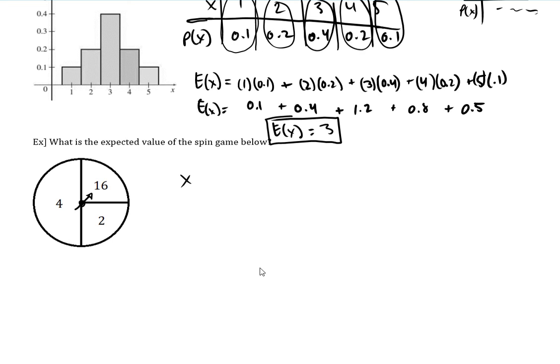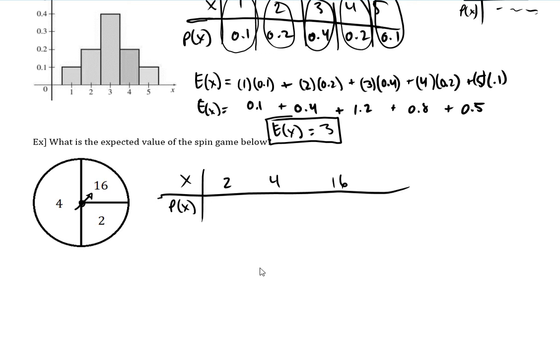Okay, so this time around we need to find those probabilities. They're making it a little harder, but I'm going to set up my horizontal table. Now the x values are the 2, and you could put them in any order. I am just going to do smallest to largest, so 2, 4, and 16. And then I want to find those probabilities that match.